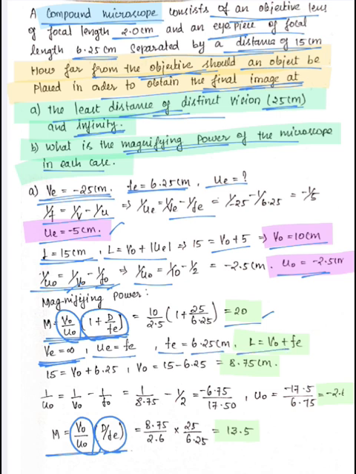when we substitute the focal length and L equal to 15 cm, we get V0, that is the image distance of the objective. When we substitute all these values in the lens formula, we get U0, that is the object distance from the objective for the image at infinity position, that is minus 2.6 centimeter. When we substitute all these values in the magnification formula, we get the magnifying power of the compound microscope for the image formation at infinity, that is equal to 13.5.